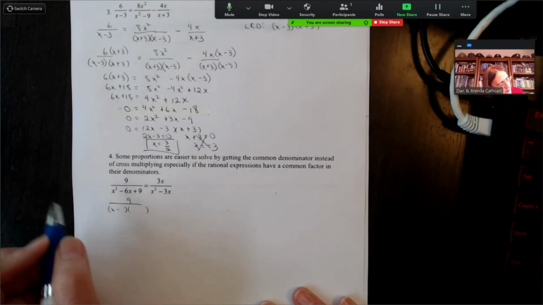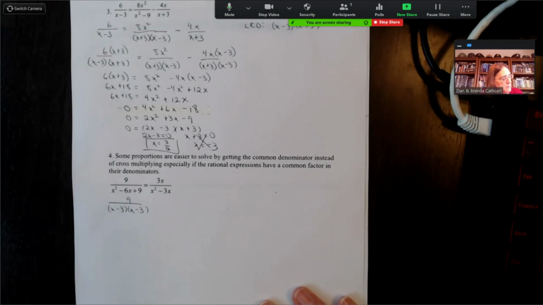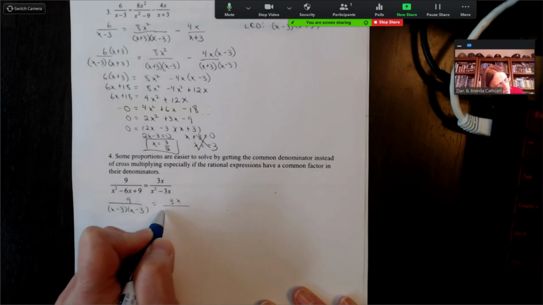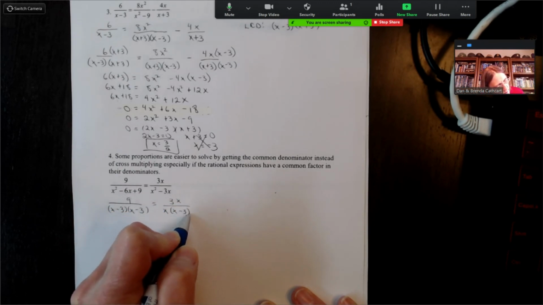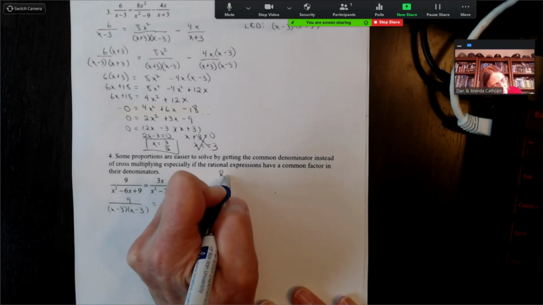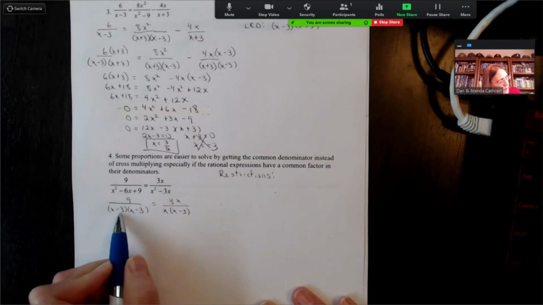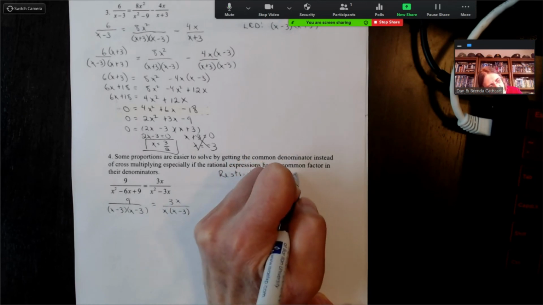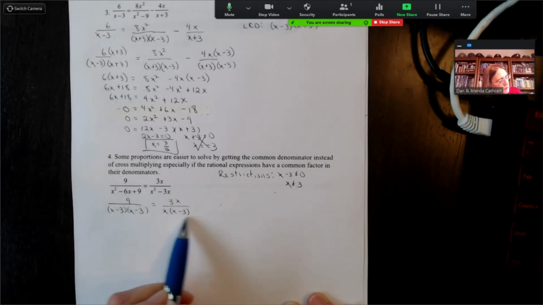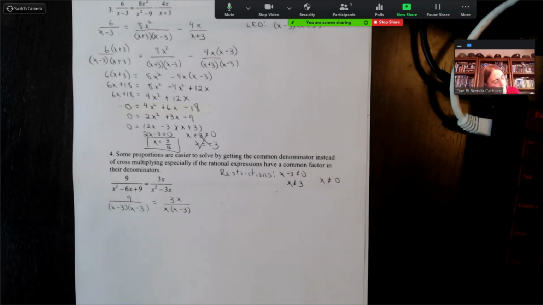X squared minus 6x plus 9 factors into the two identical factors of x minus 3 times x minus 3. On the other side of the equation, I have 3x times x minus 3. Now that I've factored the denominators, I'm going to write down what the restrictions are. So the restrictions: x minus 3 can't be 0, so x can't be 3. And on the other side of the equal sign, I have the new factor x, so x can't be 0.